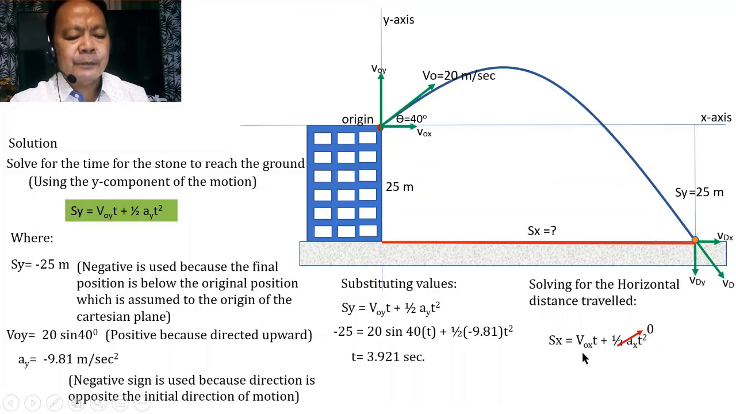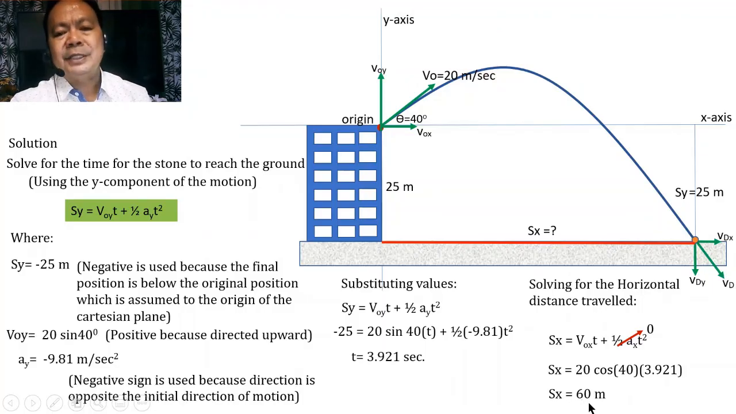Kaya nga kapag isasubstitute natin yung value ng t, which is 3.921 here, na kung saan ang kanyang horizontal component of the velocity will be equal to v sub o cosine of 40. So kapag sinubstitute natin dito, that is 20, which is the initial velocity, multiplied by cosine of 40, multiplied by 3.921 seconds, will give us a total distance equal to 60 meters. At ito yung sinasabi nating horizontal distance, or the distance at which the stone will strike the ground from that of the building.